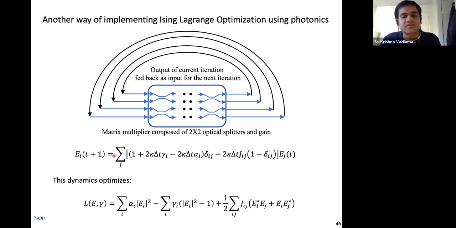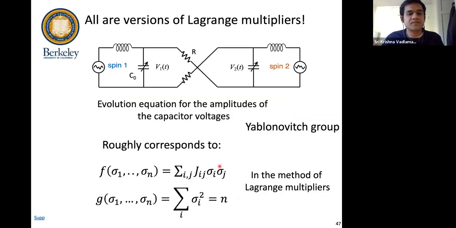And you can write a dynamics that basically iteratively minimizes this Lagrange function. So this is the sort of matrix multiplier that you would need. You would need to implement this matrix in the optical system, and this iteration should solve this problem. We would still need to change the gains. The gains have to evolve because the gains have to perform gradient ascent on the Lagrange function. So there is still some nuance involved here, but this essentially should implement Lagrange multipliers. Yeah, so our method also does the same.